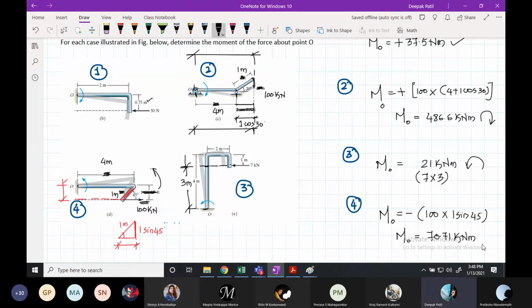And in which sense is it acting? It is acting in the anti-clockwise direction. Are you clear, students?